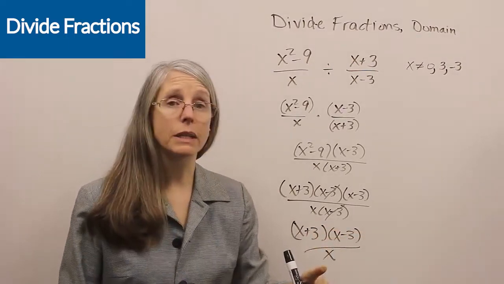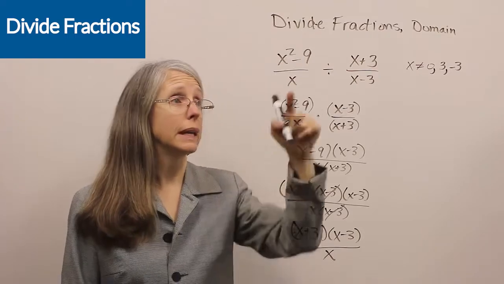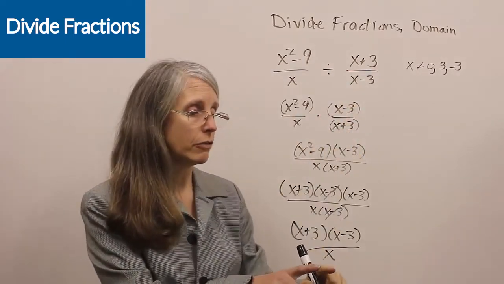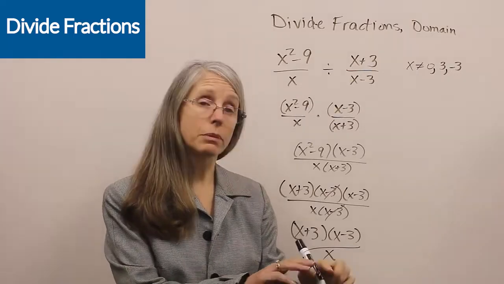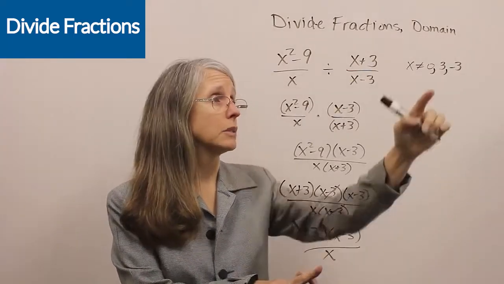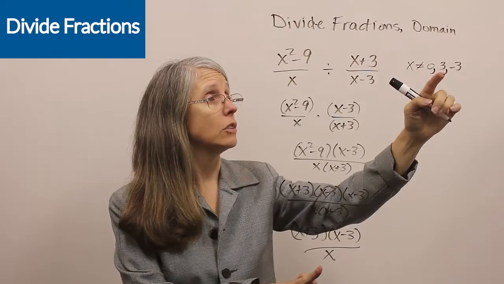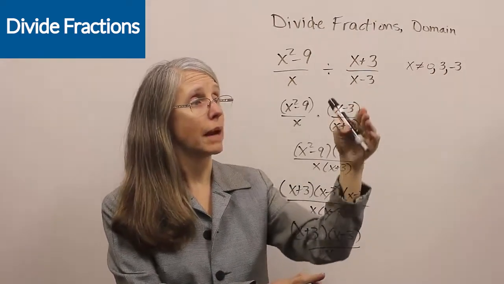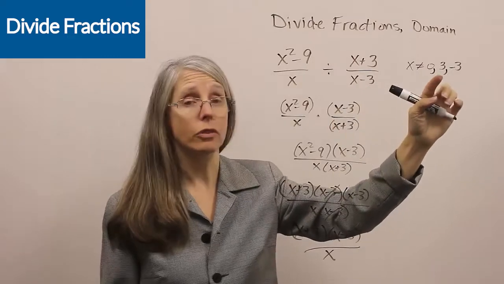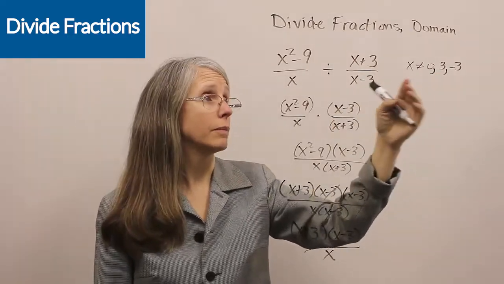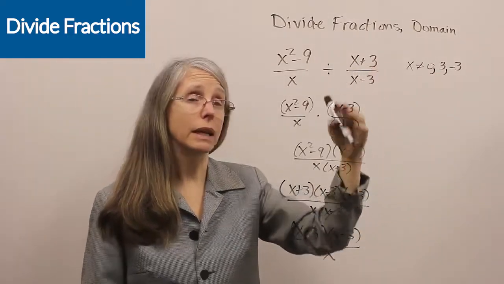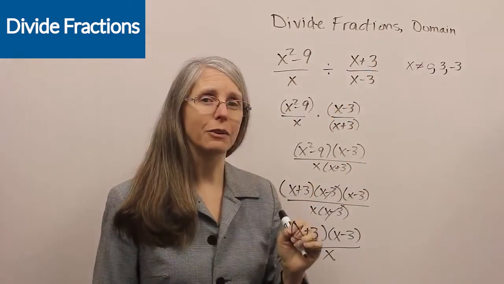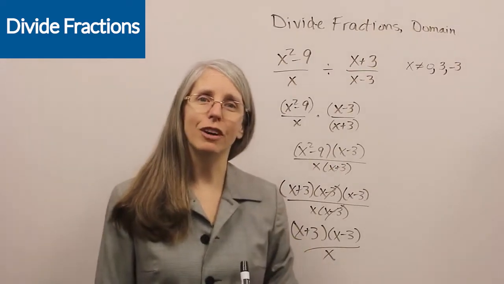And this is why we had to pay attention to our domain at every point where our denominators changed, because we can tell from our simplification that x cannot be 0. But we needed to know from earlier in our math that x also can't be 3 or negative 3, because it would make the denominator 0 at any of those other points. And so those are also not allowed in the domain. And that is how you divide fractions.